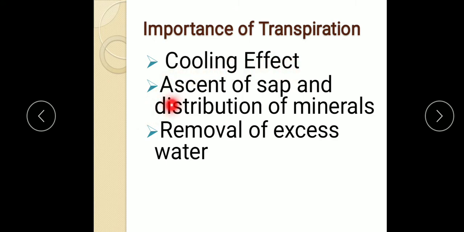Now, ascent of sap and distribution of minerals. Transpiration results in the development of low water potential in the leaf tissues, as I have just discussed. Transpiration pull is created and thus water moves from the xylem tissue to the leaf cells and helps in the ascent of sap. As well as that, mineral ions also move up along with the water due to the transpiration pull.